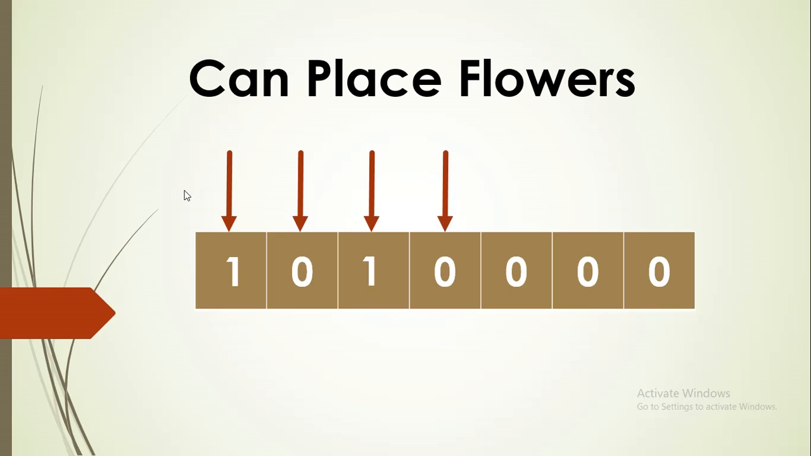Then move to the next position, and its left one is already occupied, so we cannot do anything here. Then go to the next position, and it has two empty adjacent positions, so we can plant. Then the next one again has its left one already filled.